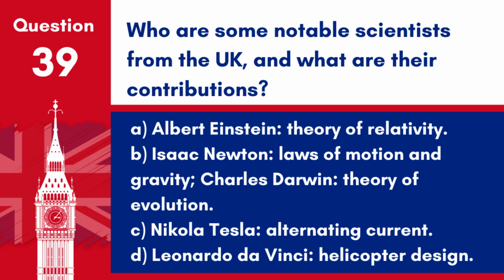Question 39. Who are some notable scientists from the UK and what are their contributions? A. Albert Einstein, Theory of Relativity. B. Isaac Newton, Laws of Motion and Gravity. Charles Darwin, Theory of Evolution. C. Nikola Tesla, Alternating Current. D. Leonardo da Vinci, Helicopter Design.